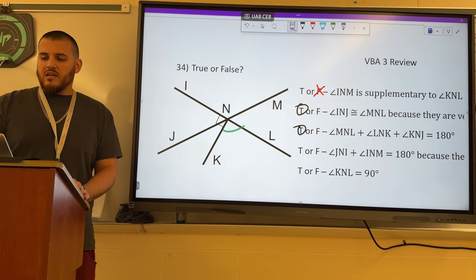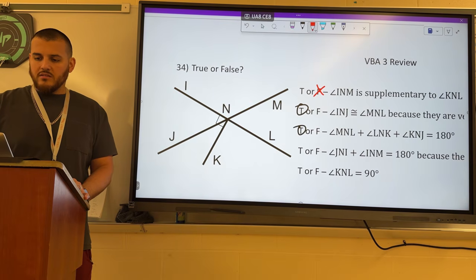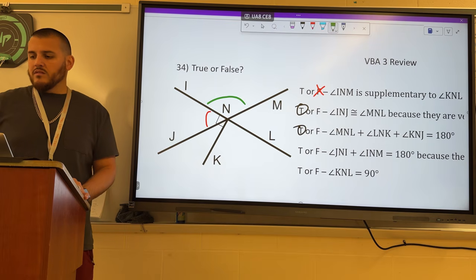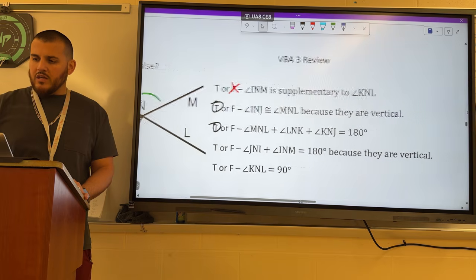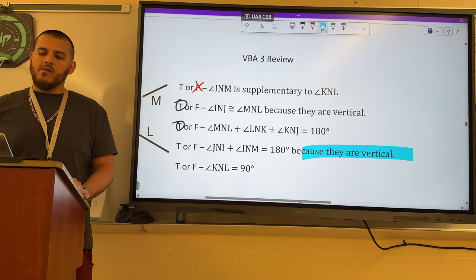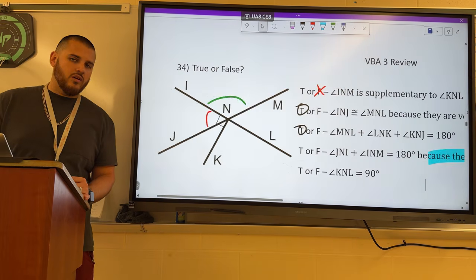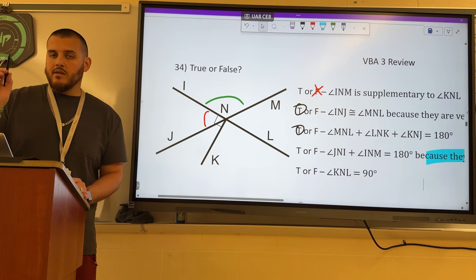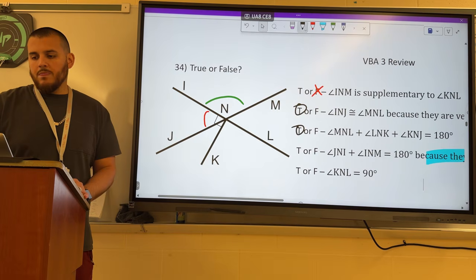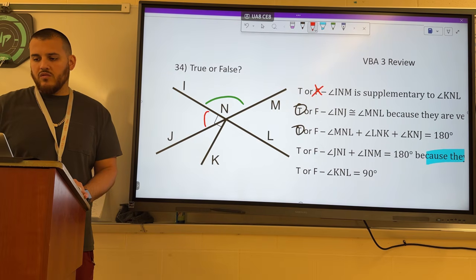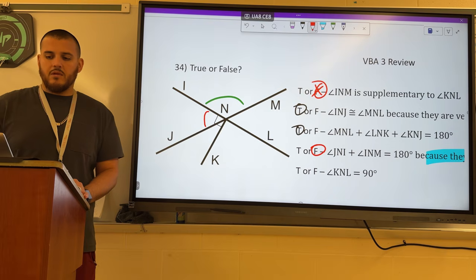Our next one says angle JNI, that's this angle, plus angle INM, that's this angle, equals 180, which is true, but because they are vertical is not true. Those are not vertical angles. They do add up to 180, but not because they're vertical, because they're not vertical. That's a linear pair, not vertical angles. That is false, not a true statement.